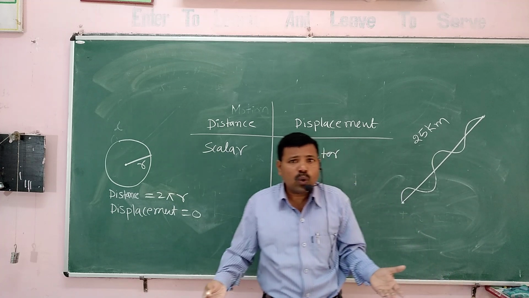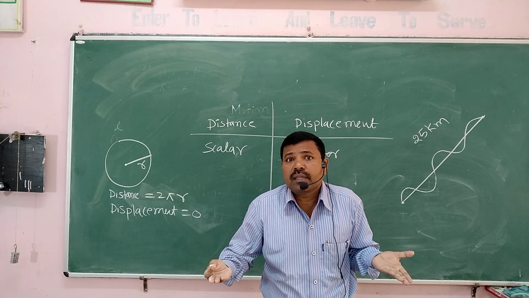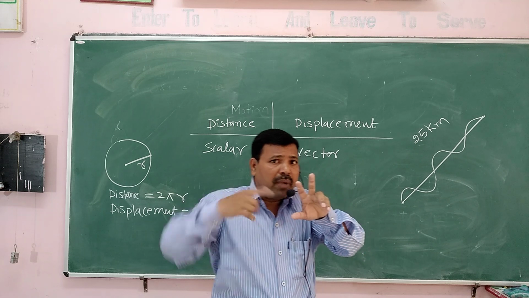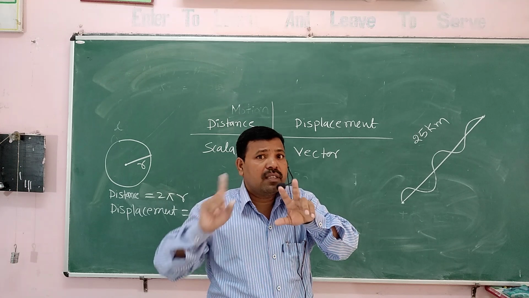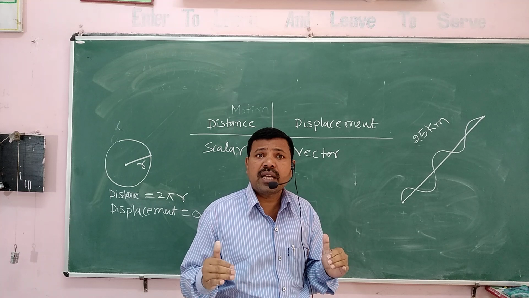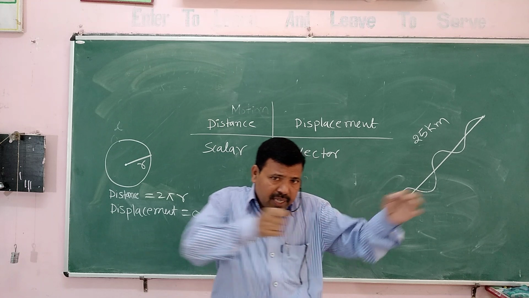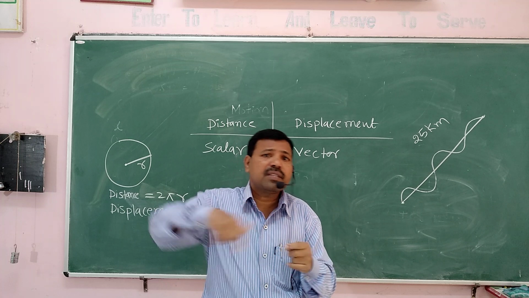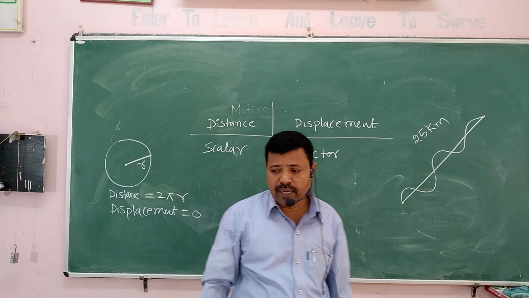Distance may be equal to displacement or always more than displacement. Only two possibilities are there. Distance may be equal to displacement or may be greater than displacement. But distance can never be less than displacement. If it is a straight line motion, displacement and distance will be equal. If it is a curvilinear motion, distance will be more than the displacement.